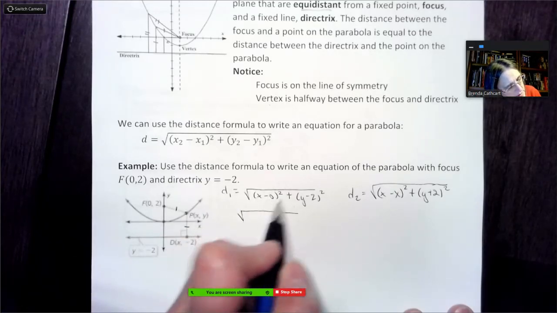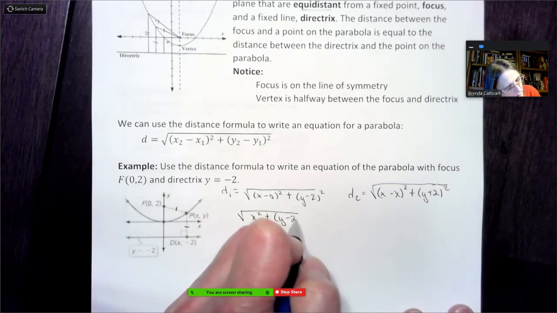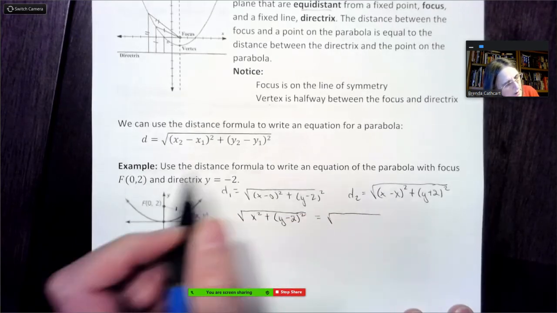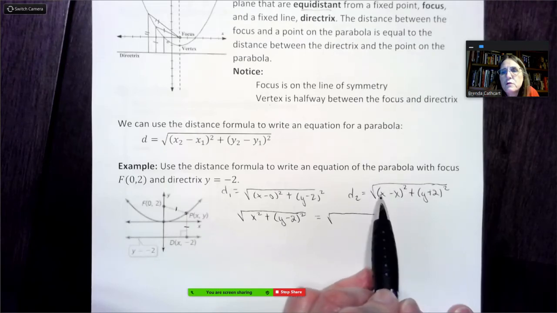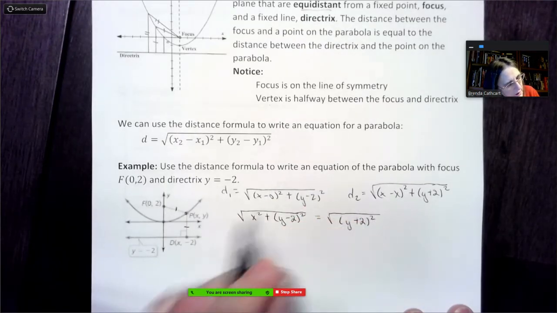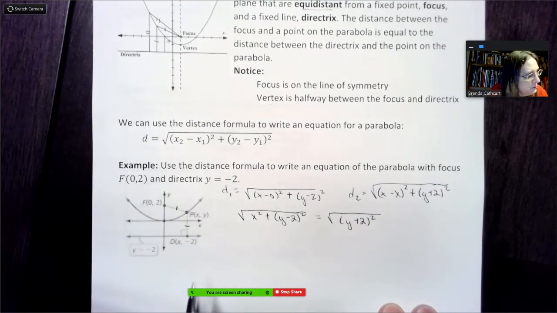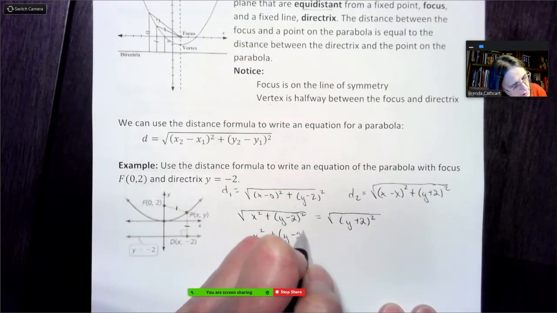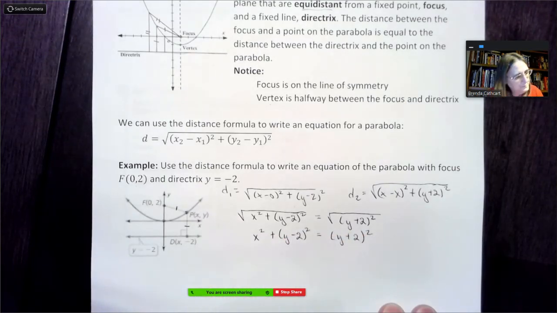Simplifying as we go, x minus 0 is just x, so we have x squared plus the quantity y minus 2 squared under the square root equal to, on the other side, simplifying as we go, x minus x is 0, so this term drops out, leaving us with just the quantity y plus 2 squared under the root. To solve this equation, we're going to square both sides to get rid of the root. So we have x squared plus the quantity y minus 2 squared equals the quantity y plus 2 squared.